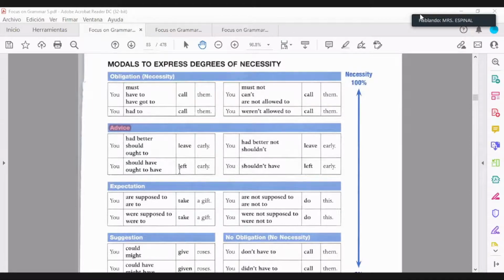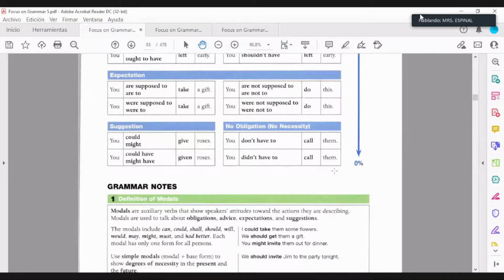Then you have the example for advice in the past. You should have left early. You ought to have left early. Okay, you see the difference in the verb? That's the only difference. You shouldn't have left early. For expectations, you are supposed to take a gift or you are to take a gift. I told you, you are supposed to take a gift when you go to a birthday party. And you are not supposed to do this or you are not to do this. You were supposed to take a gift in the past or you were to take a gift.